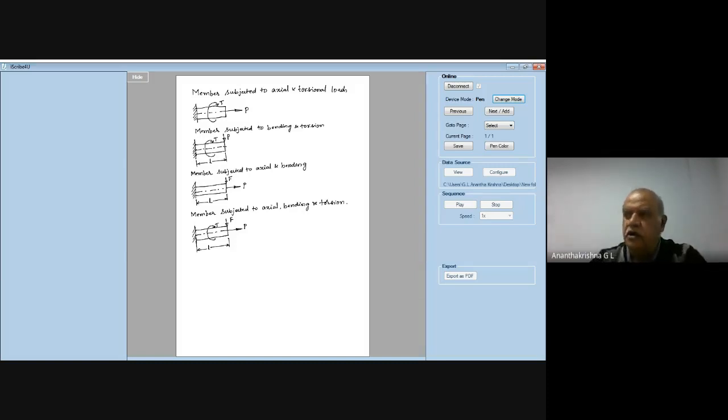We saw the combined loading case in the previous class, correct? So here, first we will take up a member subjected to axial and torsional load. Please look at the screens. This is the member that we have taken, and it is subjected to a load P, axial load.